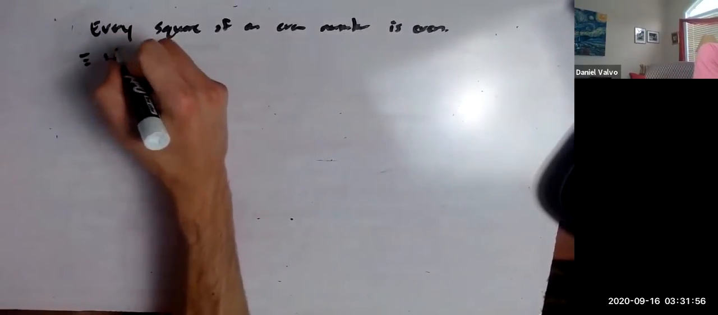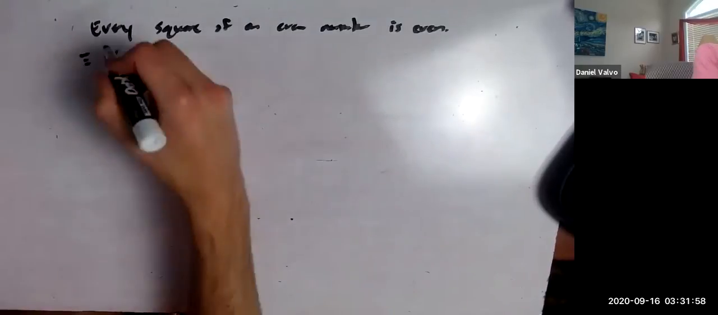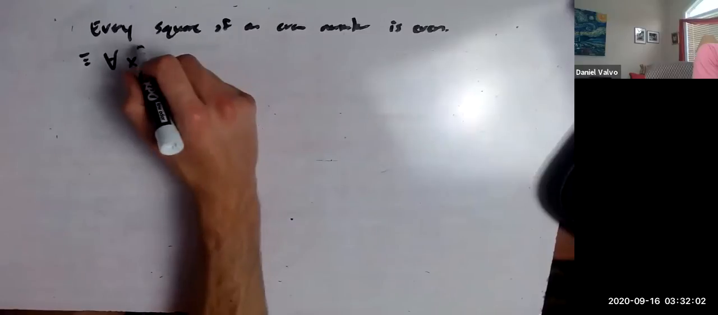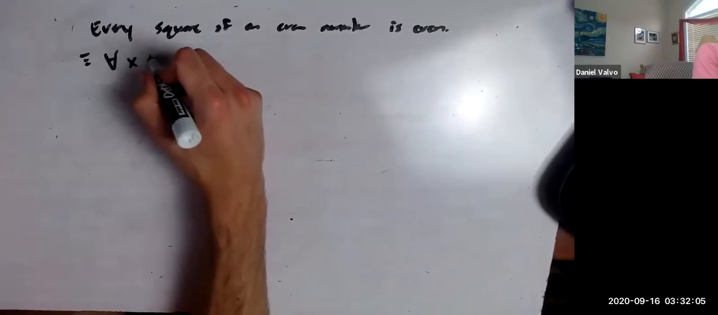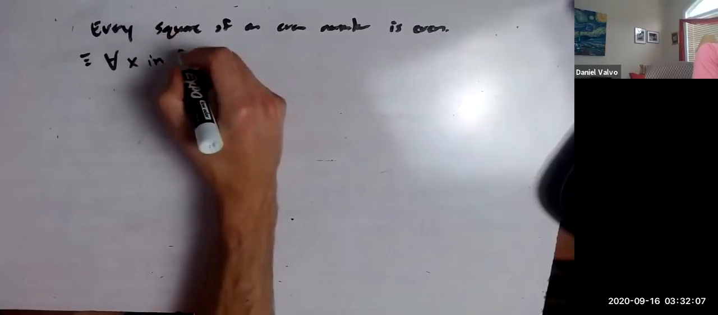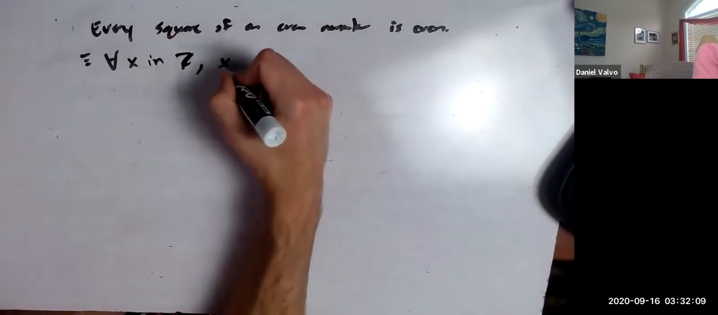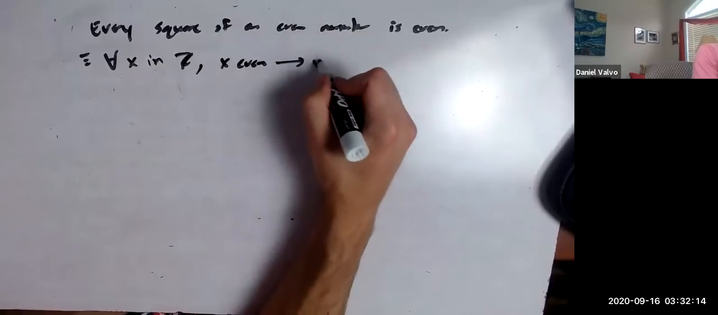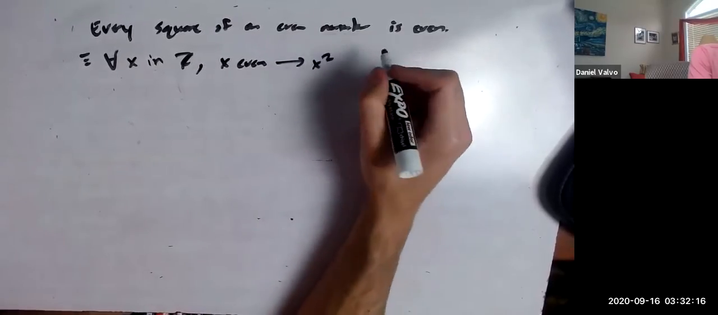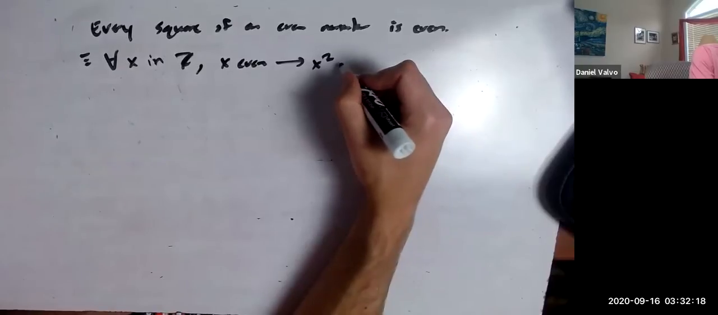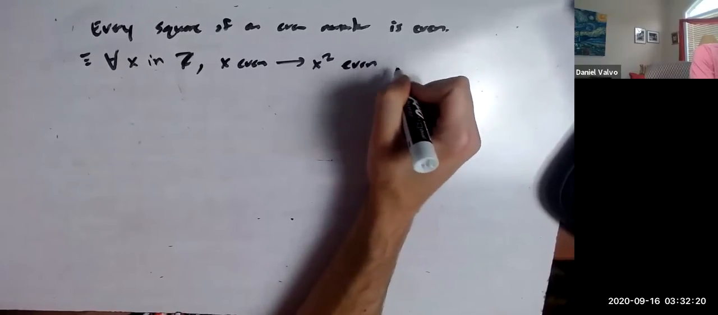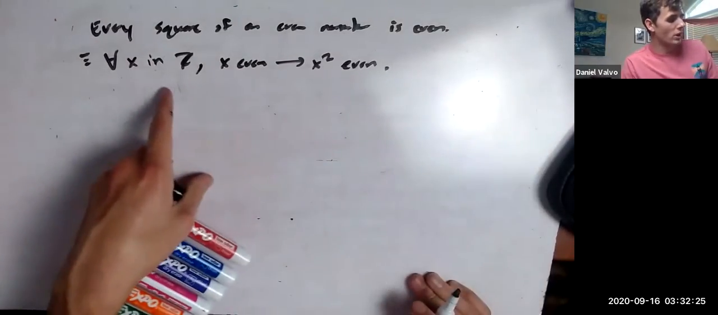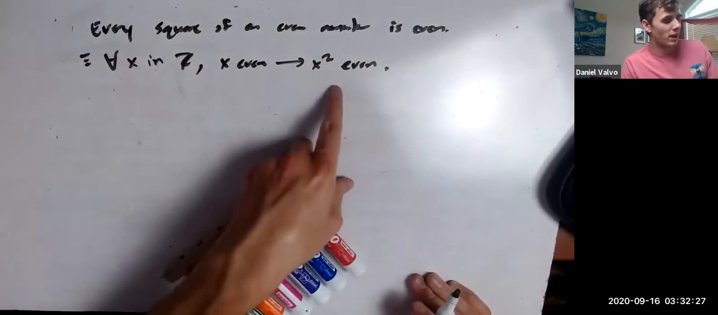You could write that as saying for all x in the integers, x even implies, actually this is a different statement than I wrote before, but it's a statement in itself, x squared. Right? Every square of an even number is even. That's saying for all integers, if x is even, then x squared is even.